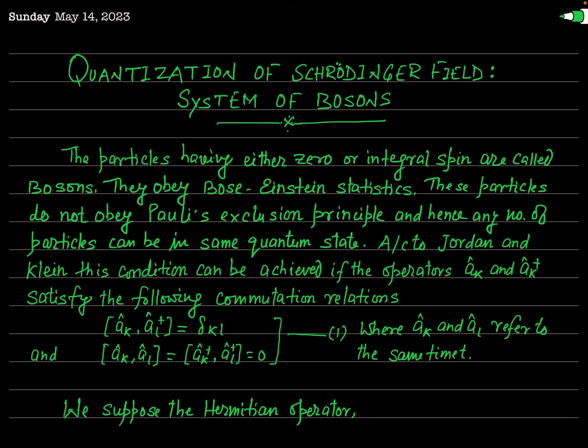Today is the second part of the lecture on quantization of Schrodinger field, in which we are going to discuss the problem of a system of bosons, and finally in the third part we will see the problem of a system of fermions. So let us start to deal with the problem of a system of bosons regarding the quantization of Schrodinger field. When you say quantization, that means second quantization.